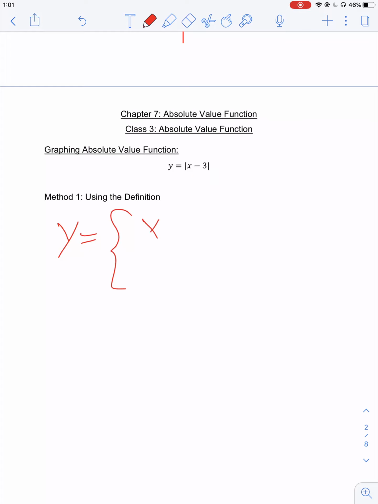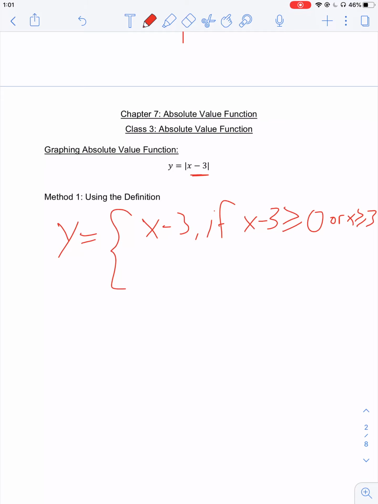Just x minus 3, as long as whatever you have inside happens to be positive, greater than or equal to 0. If you solve for x, this is the same as saying, as long as x is greater than or equal to 3, okay?